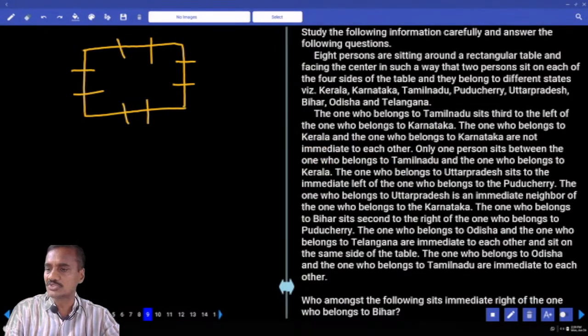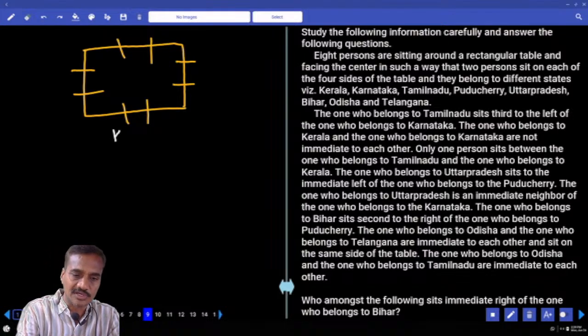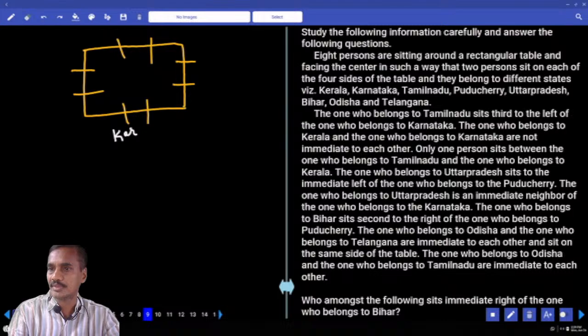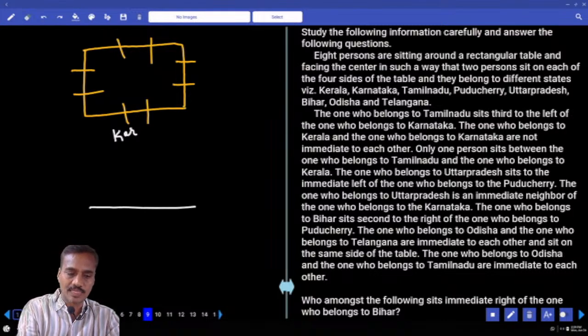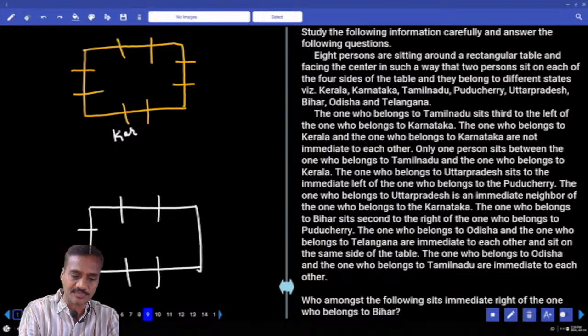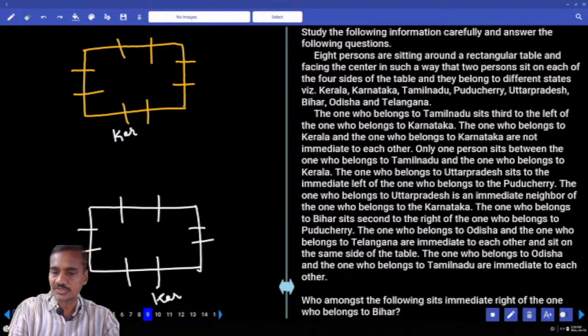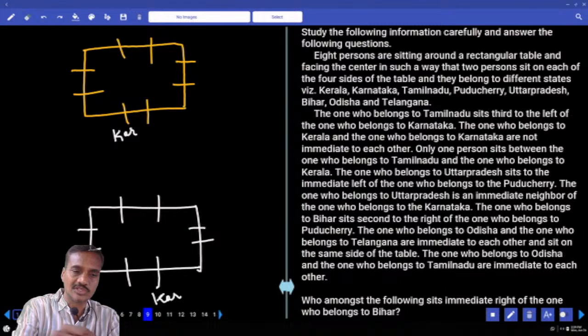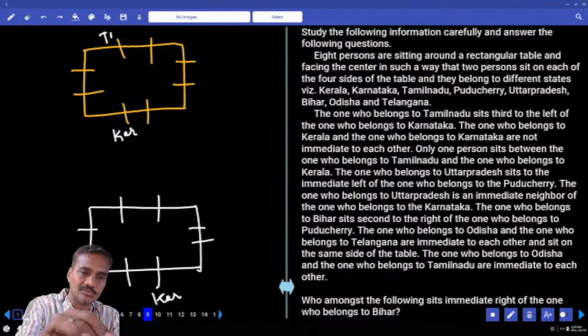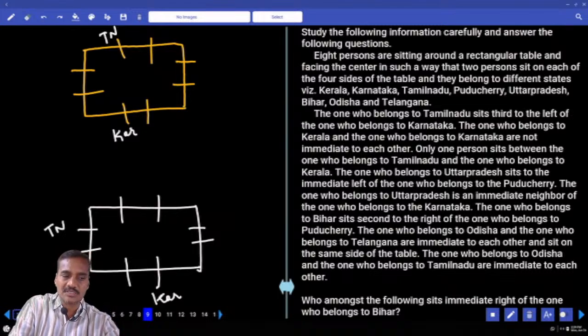The one who belongs to Tamil Nadu sits to the immediate left of the one from Karnataka. If you take Karnataka here, then there are 2 different possibilities. Karnataka can be in this line, whether to the left hand side or to the right hand side. Now Karnataka is here. Now if Karnataka is here and Tamil Nadu sits to the left of Karnataka, 1, 2, 3, here Tamil Nadu is. Now in this case, Tamil Nadu is at this place.